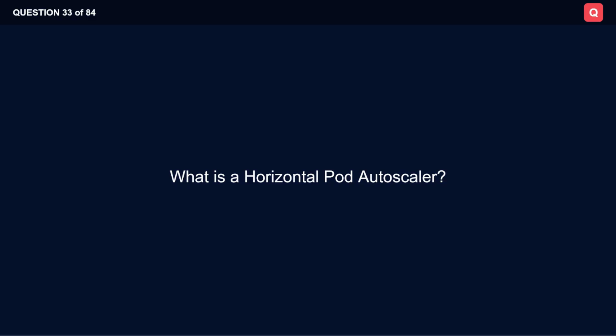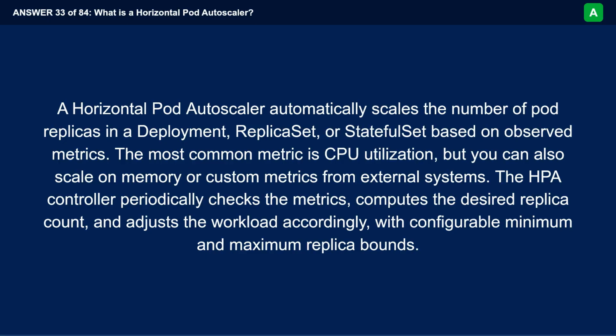What is a horizontal pod autoscaler? A horizontal pod autoscaler automatically scales the number of pod replicas in a deployment, replica set, or stateful set based on observed metrics. The most common metric is CPU utilization, but you can also scale on memory or custom metrics from external systems. The HPA controller periodically checks the metrics, computes the desired replica count, and adjusts the workload accordingly, with configurable minimum and maximum replica bounds.